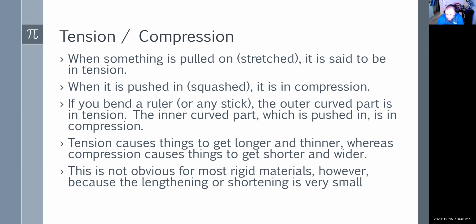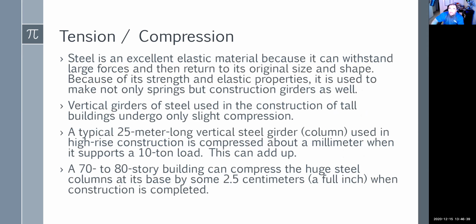But even if you were able to look, like if you're in a skyscraper and we're able to look underneath the floors, you would be able to see the beams underneath slightly sagging and moving as the weight inside that floor changes. And steel is an excellent elastic material because it will withstand large forces and return to its original shape and size. Because of its strength and elastic properties, it's used not only to make springs, but construction girders, right? We use steel in almost all of our buildings that we build.